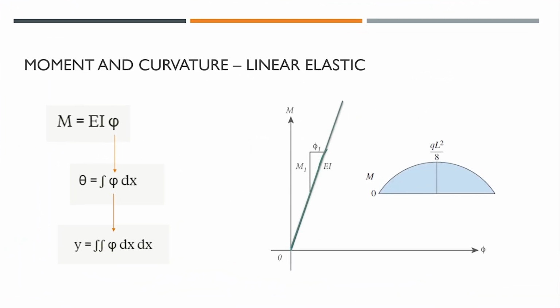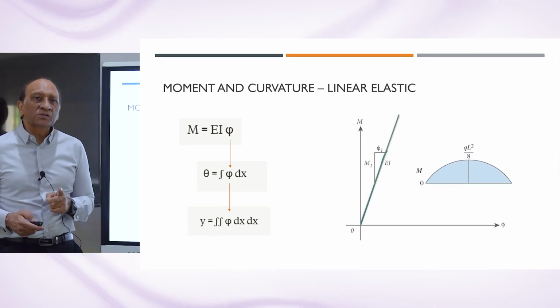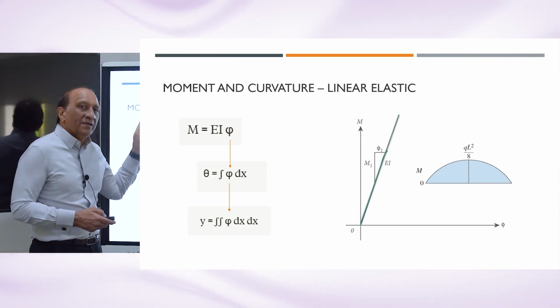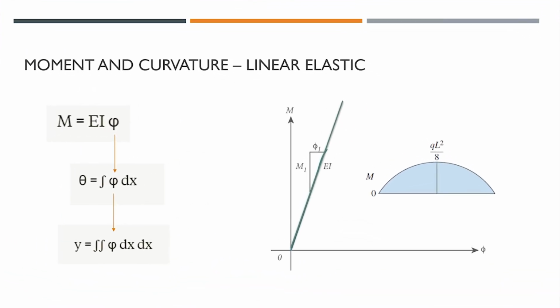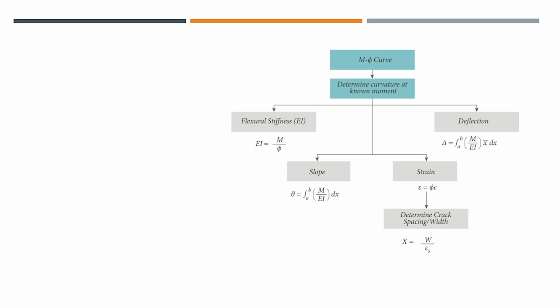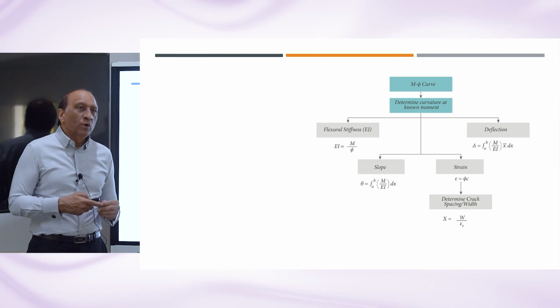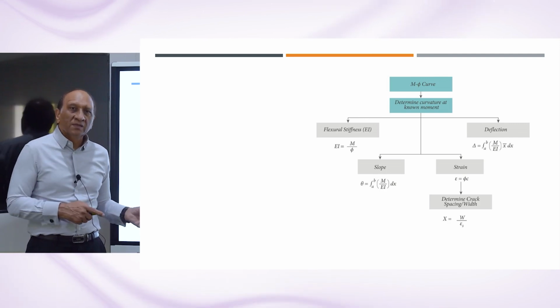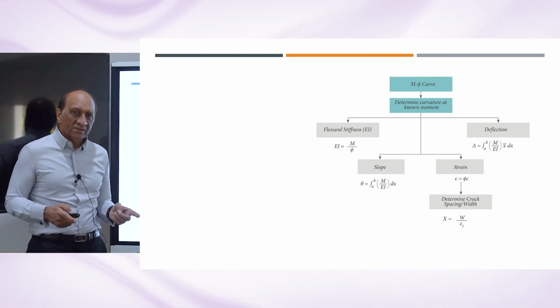So going back from this one, we can now complete the cycle: moment, rotation, and displacement, using the actual stiffness, not the assumed gross stiffness, to compute the results that we saw in our beam that was loaded in the lab. And so we can calculate from the moment curvature curve things like stiffness, deflection, slope, strain, and all. The important thing is deflection, because the most important variable in the deflection computation is EI, which is grossly incorrect if we use the gross stiffness.